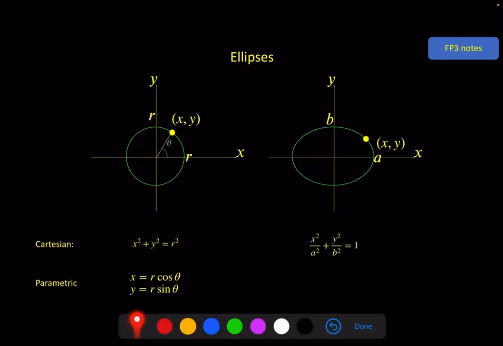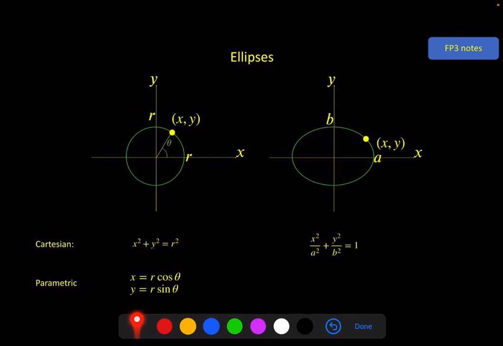x squared divided by a squared plus y squared divided by b squared equals 1. This is the standard form for the Cartesian equation of an ellipse. And you can see that this ties in with the circle, because if a is equal to b, i.e. if you do have a circle, then you can call that anything you like, whether it's a or b or r, and multiply everything by it, and you get back to this equation here. So this is a specific type of ellipse, where a is equal to b.